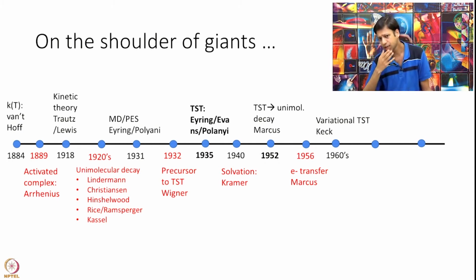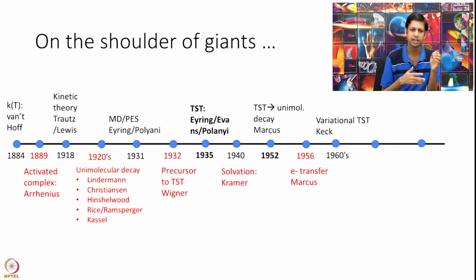In the 1960s Keck has a very nice work on quantifying transition state. So, remember almost 100 years later, I mean 80 years roughly, in 1889 Arrhenius had postulated the existence of a transition state. In 1960 basically Keck said I can mathematically tell you exactly what it is. Okay, I can write a mathematical description of transition state. So, a lot of development.